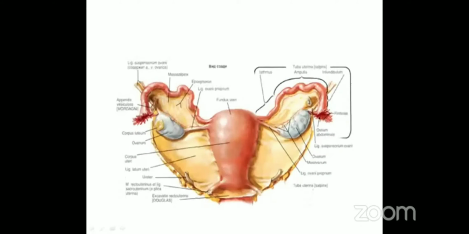So this is how it looks similar to the specimen. You can see the fundus, and it is accompanied most of the time by this fold of peritoneum.